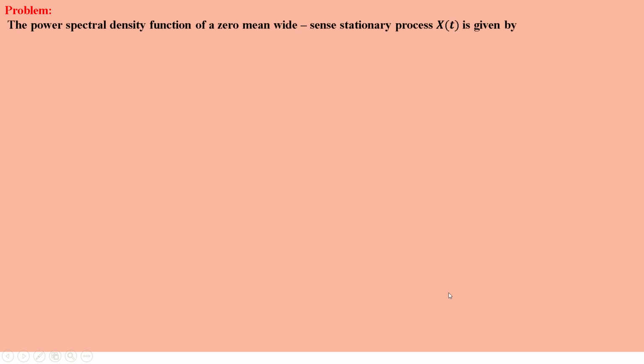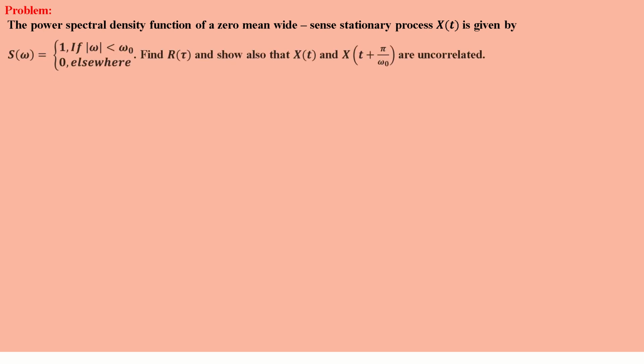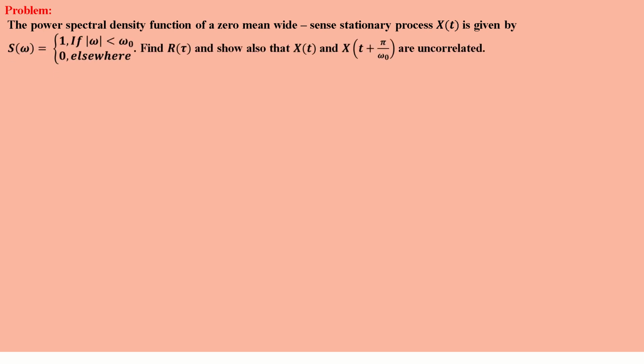Next problem. The power spectral density function of a zero mean wide-sense stationary process X(t) is given by S(ω) = 1 if |ω| < ω0, 0 elsewhere. Find R(τ) and show also that X(t) and X(t + π/ω0) are uncorrelated. We'll see the solution.